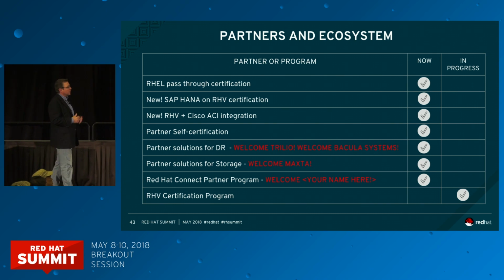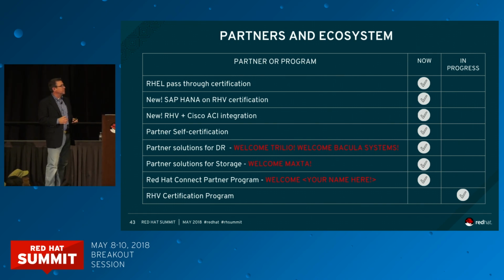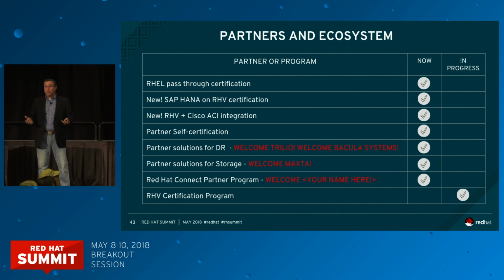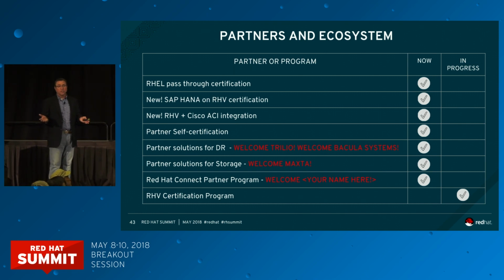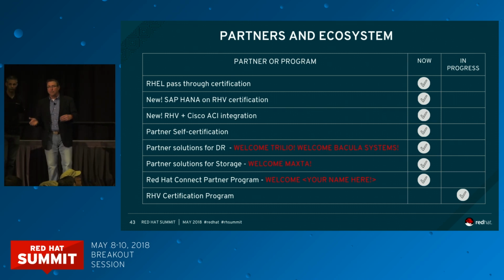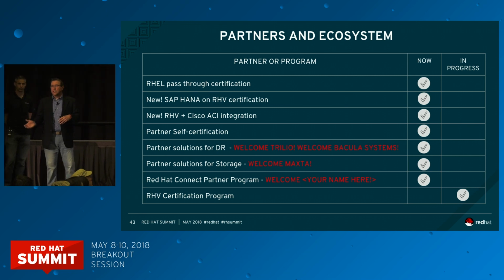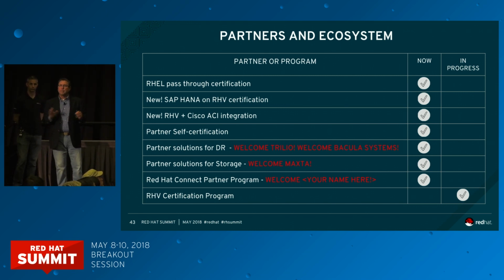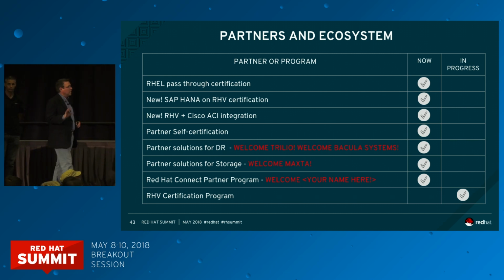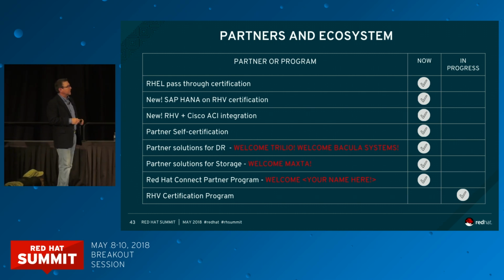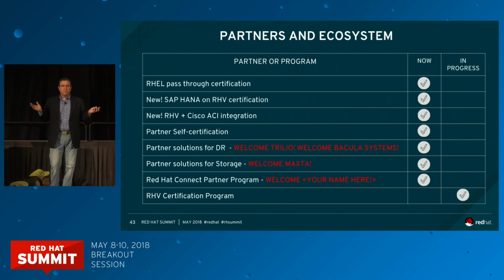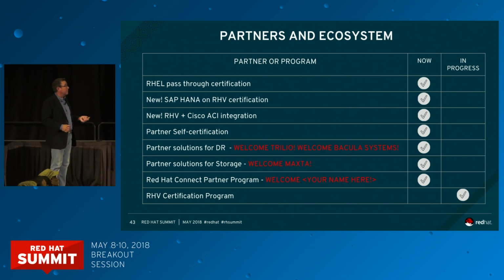But the other things of note we're adding to our ecosystem, we just added Trilio and Bacula Systems for disaster recovery. You should talk to those guys if you're interested in what they do. They're here this week. And also Maxta. So if you're interested in HCI, if you're interested in what Nutanix has got going on, go over and talk to the Maxta guy. They may be able to give you a pretty good alternative at about a third of the cost. So it's something you might want to explore. And then the Red Hat Connect Partner Program, it's welcome to all. We're an open company. We'd love to work with anybody and everybody.